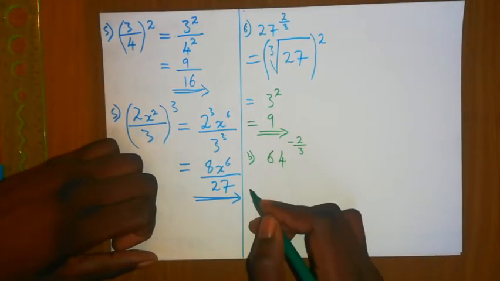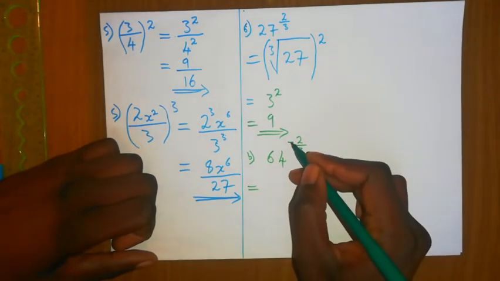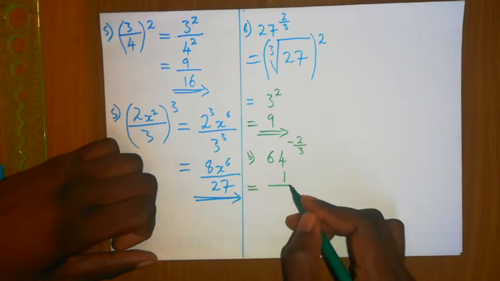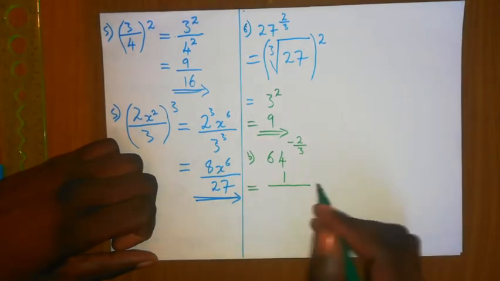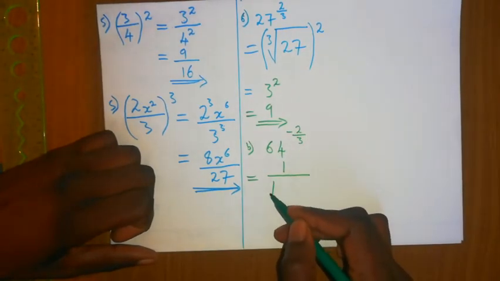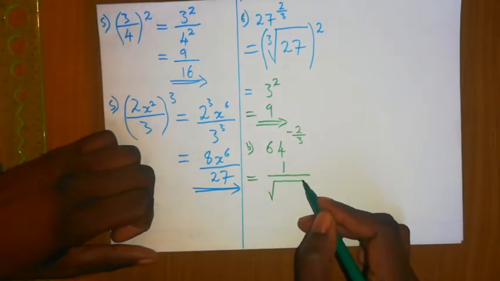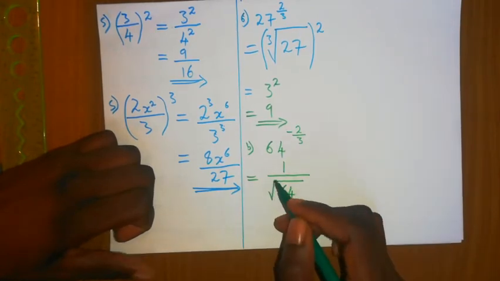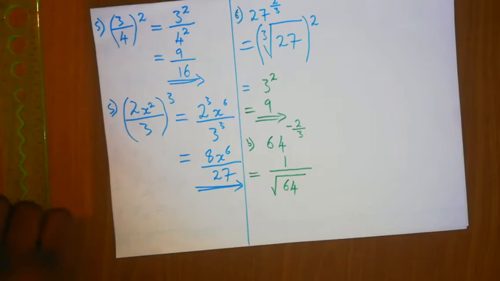So your procedure is going to be like, it's equal to, I'm dealing with that negative. That negative is going to introduce a 1 over. Then I'm going to apply my square root there. Then 64. Then I'm going to have my third root inside there.